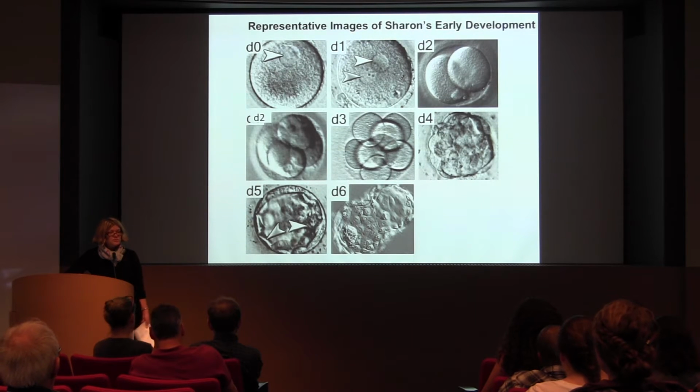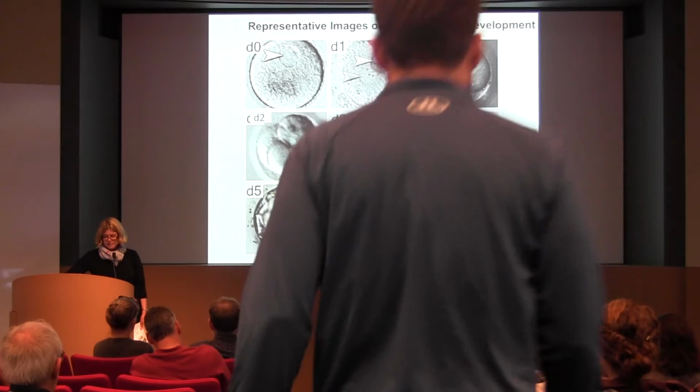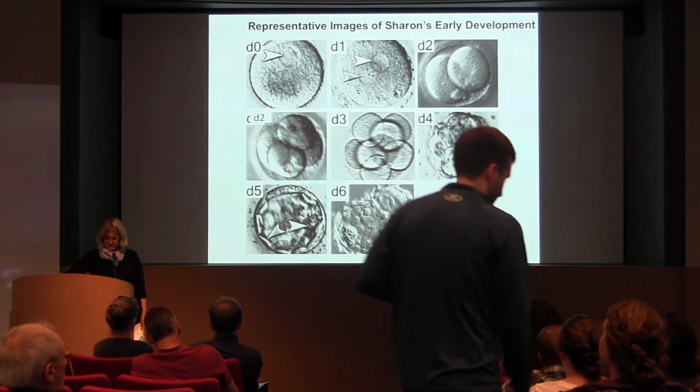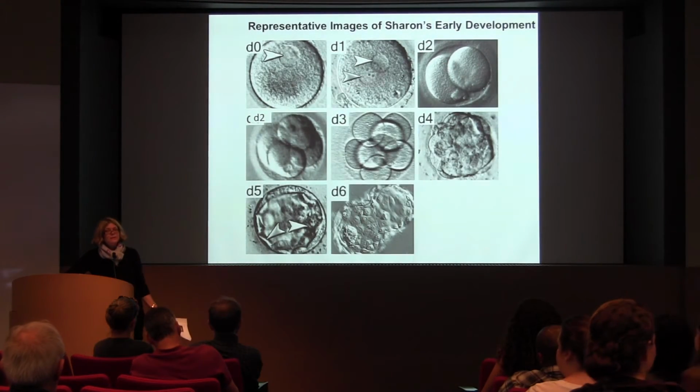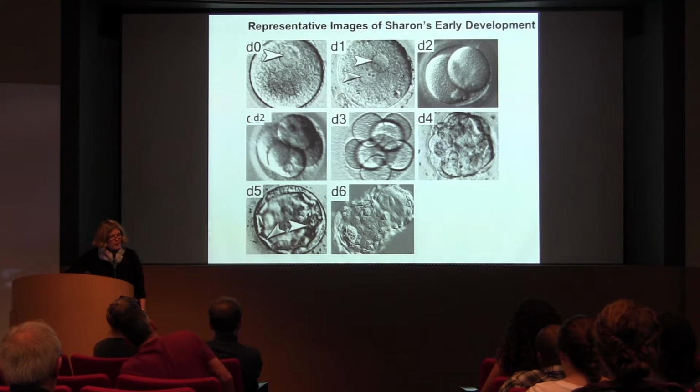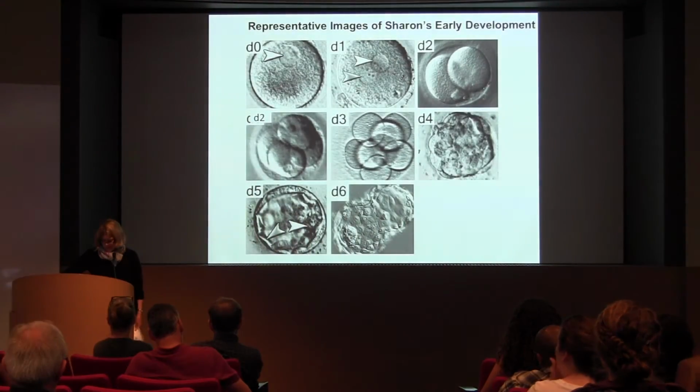The day 1 embryo is obviously called a zygote. On day 2, you see the first cleavage division. Later on day 2, you see the second cleavage division. And then on day 3, the embryonic genome activates. Now what you see on this panel of figures is a perfect set of embryos. And so the assumption is that representative images of Sharon's early development would encompass absolutely perfect embryos.